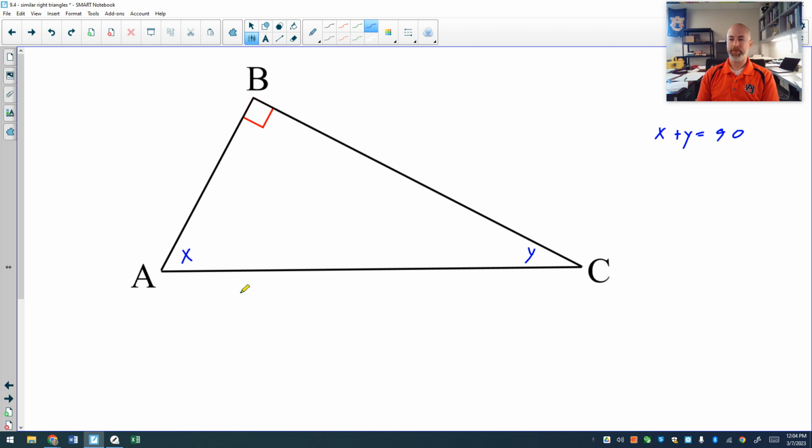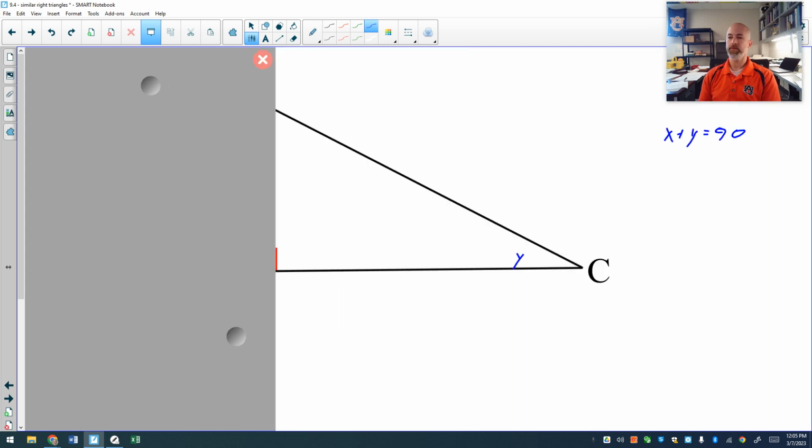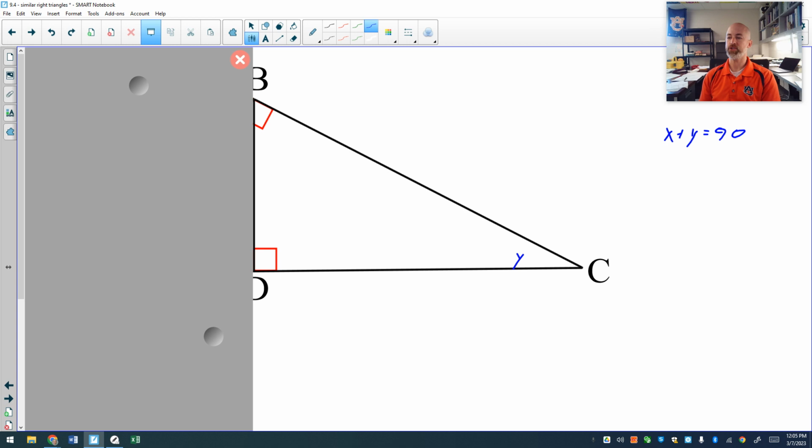But then what happens if I drop an altitude from B to this hypotenuse? When I do, we have a situation that looks like this. Now, A and C are still X and Y, and they still are complementary. They're going to add up to 90 degrees. But let's look at the right triangle on the right side, the triangle BDC. If I block out the triangle on the left and look at this triangle, I now have a different right triangle with two different acute angles.